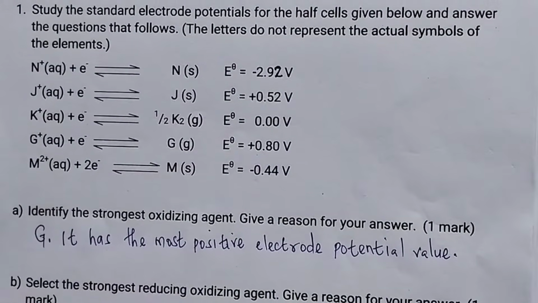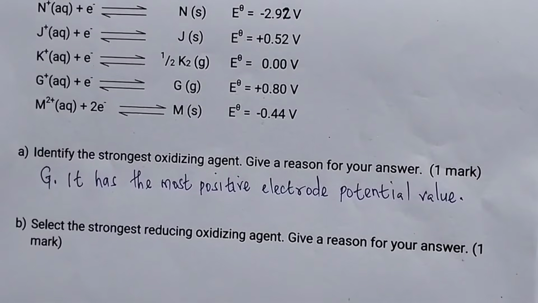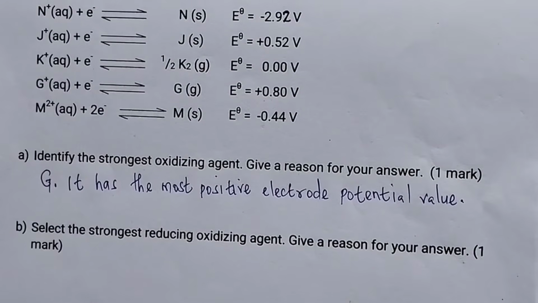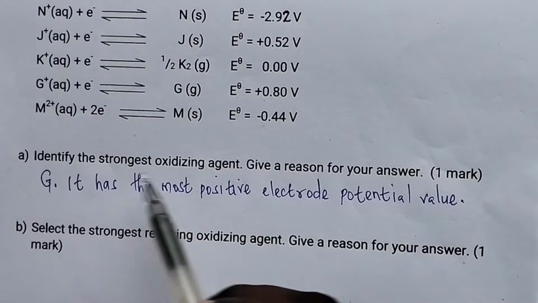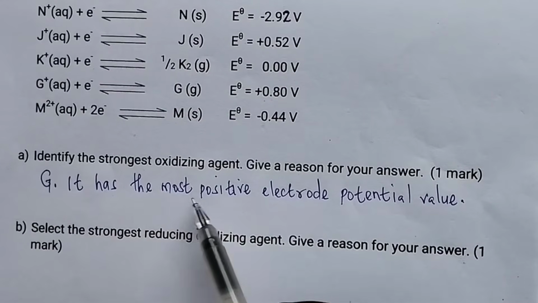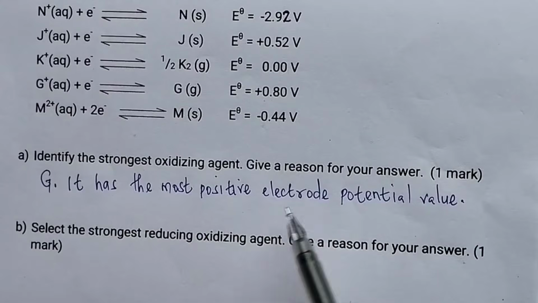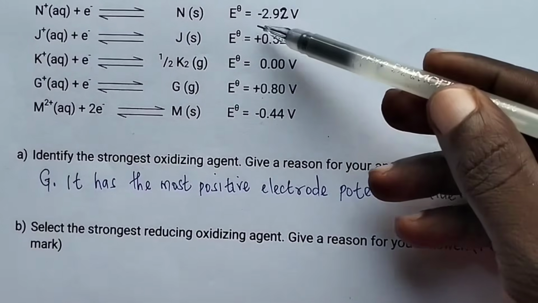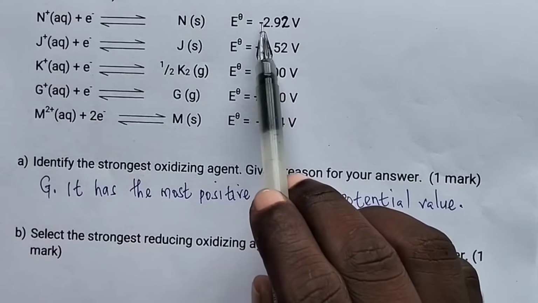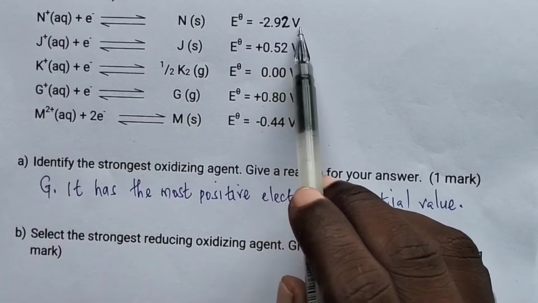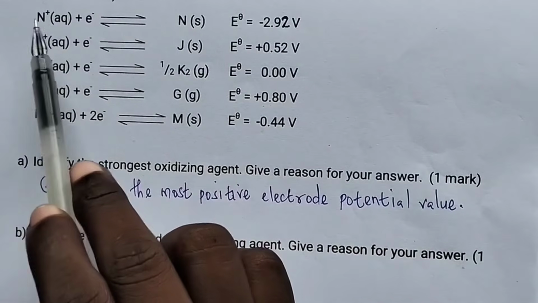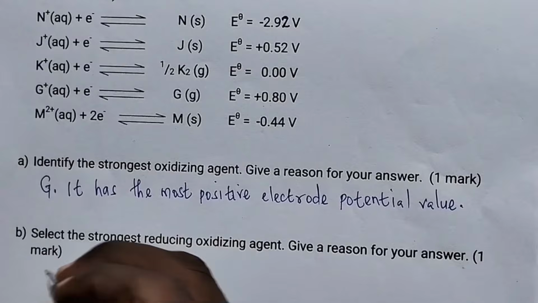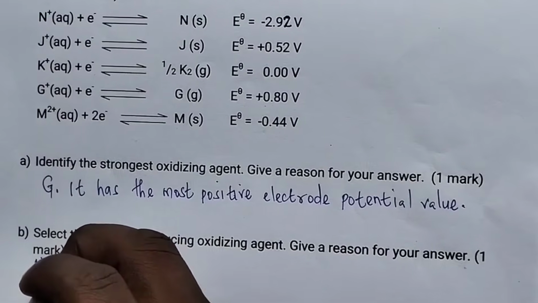So we proceed to part B. We are told to select the strongest reducing agent and give a reason for the answer. If the strongest oxidizing agent is the one that is the most positive, then the strongest reducing agent will be the one that is the most negative. If we check, it is this one, with the most negative value, negative 2.92 volts. So the species is N.